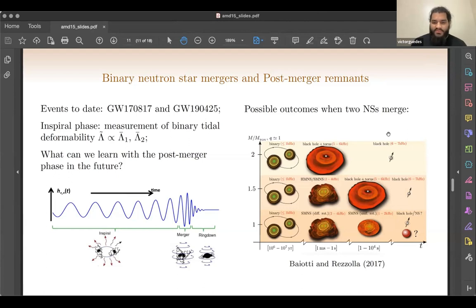These outcomes depend on the masses of the stars in the binary. If the stars are very massive, we could have a prompt collapse to a black hole, like I'm showing here in the first row. If the stars have lower mass, we could have an intermediate phase of a hypermassive neutron star, which, like the name says, is very massive, spins very fast, and survives only thanks to differential rotation, and on a scale of milliseconds collapses to a black hole. Or we could have an intermediate phase described by a supermassive neutron star that is sustained by uniform rotation and takes seconds to hundreds of seconds to collapse to a black hole or to cool down to a neutron star.